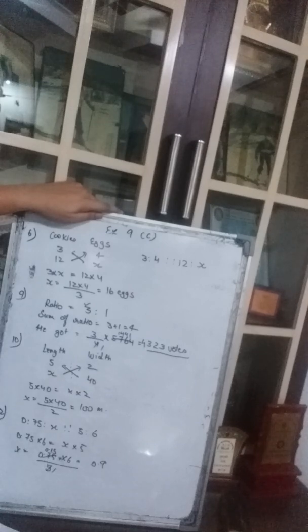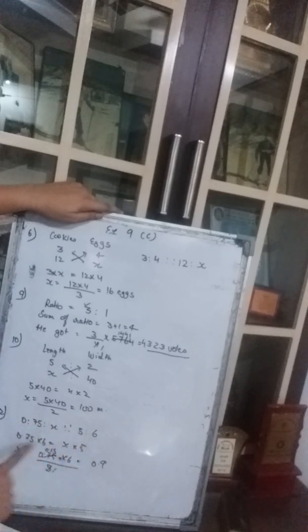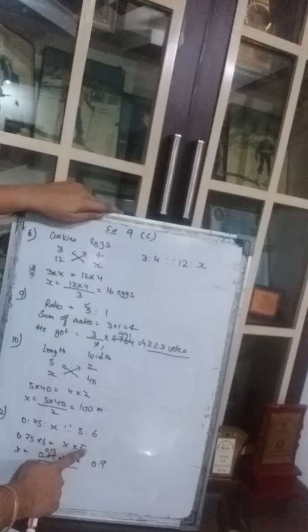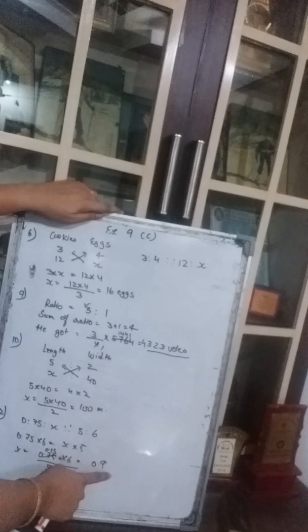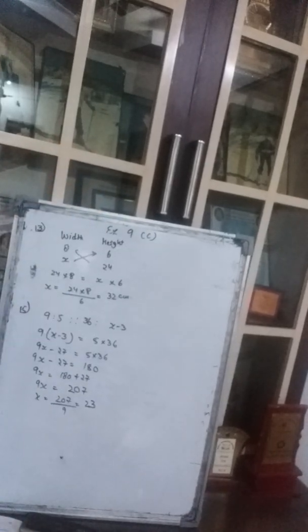Now let's do the 12th question in MCQ. It says 0.75 ratio x is in proportion to 5:6. That means these are in proportion. So we have to find the value of x. Again, the product of the extremes, 0.75 into 6, should be equal to x into 5. And x you can find out from here, it is 0.9. This is the answer.